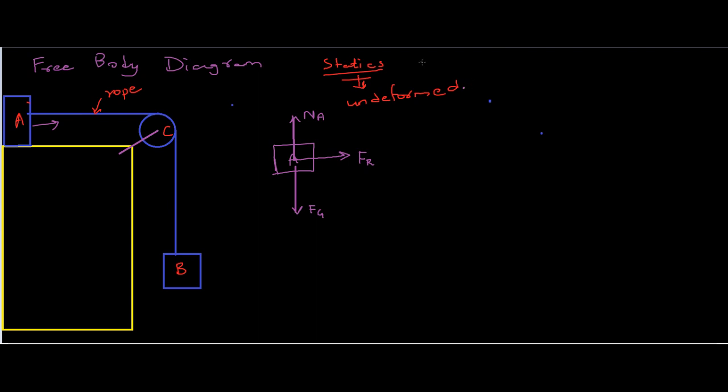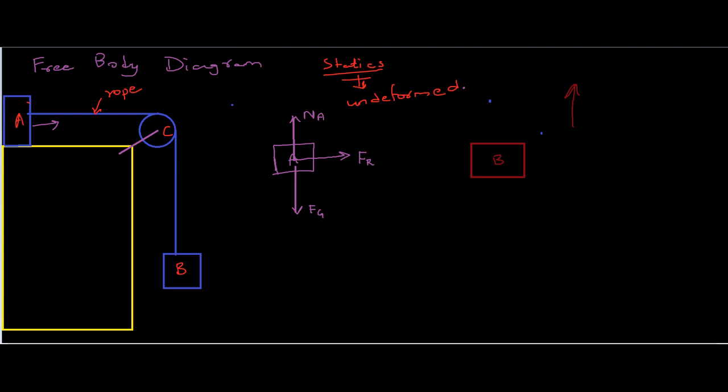Now let's do block B first. So let me draw block B. So this is block B. For block B, the rope is going to pull it in this direction. Again, the rope can only pull; it cannot push. So the direction is going to be this, not this. This is wrong because the rope cannot push.